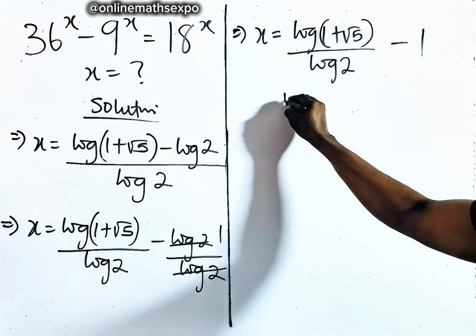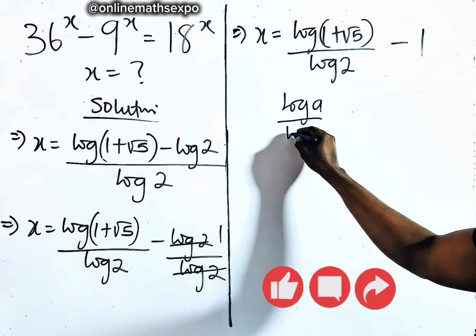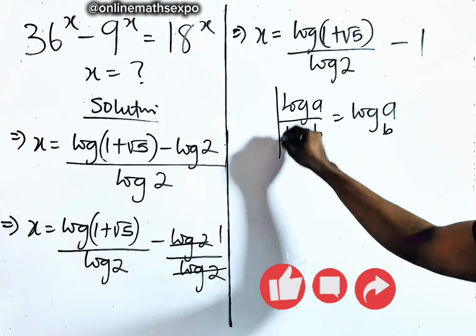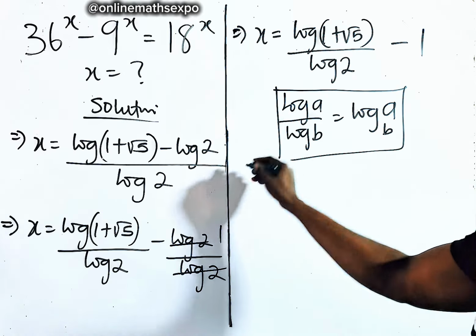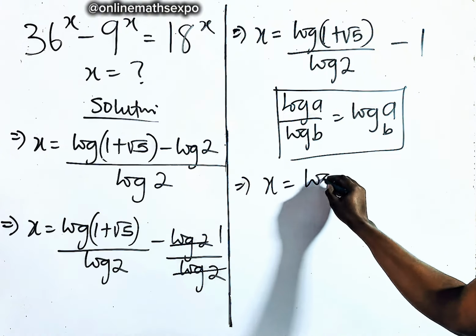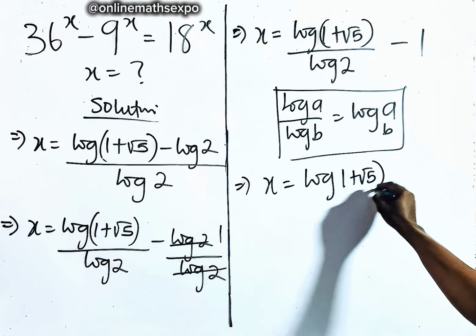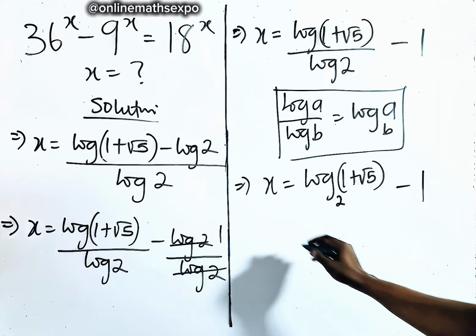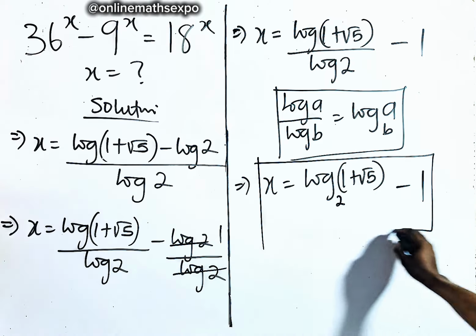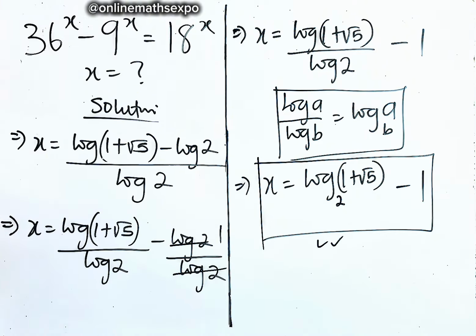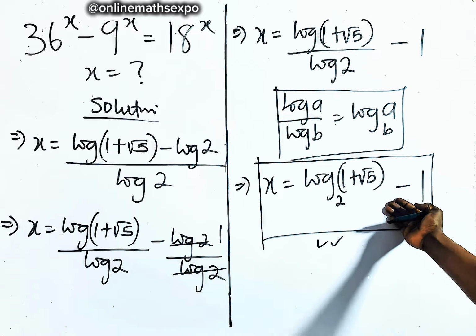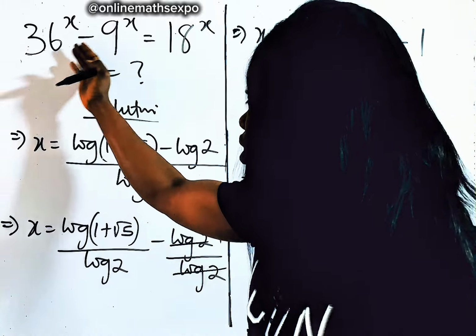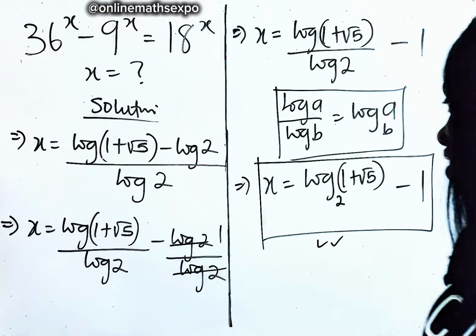Now remember, for every log of A divided by log of B, it's always log of A base B. So we're going to apply this here to have x is equal to log of 1 plus root 5, where 2 becomes the base, then minus 1. And this gives us the simplified value of x. Now we're going to plug this x value in to see if the left side gives us the right side.